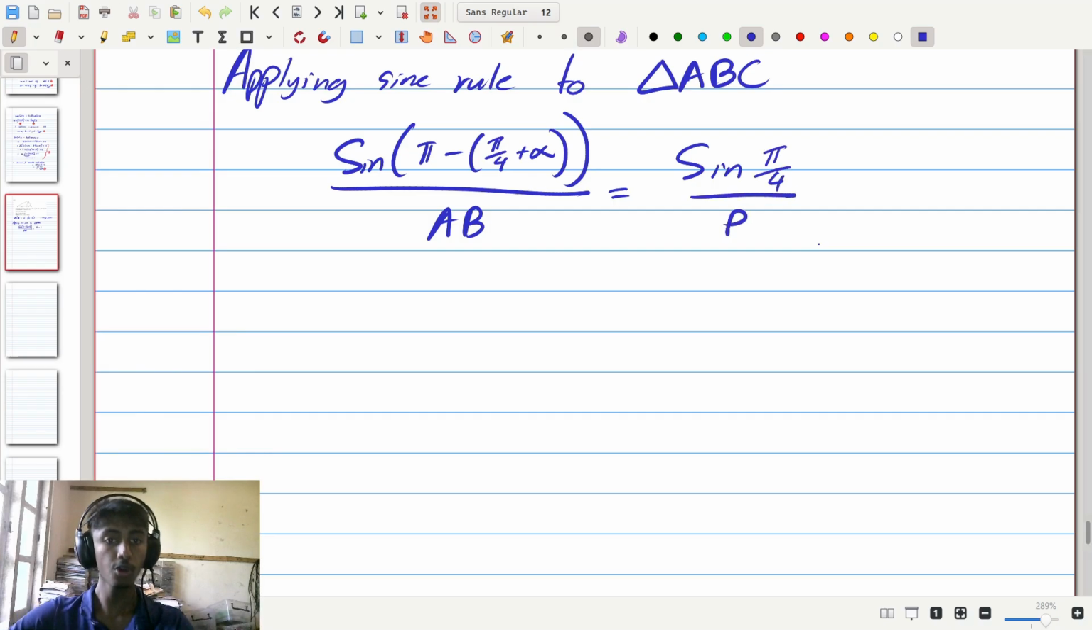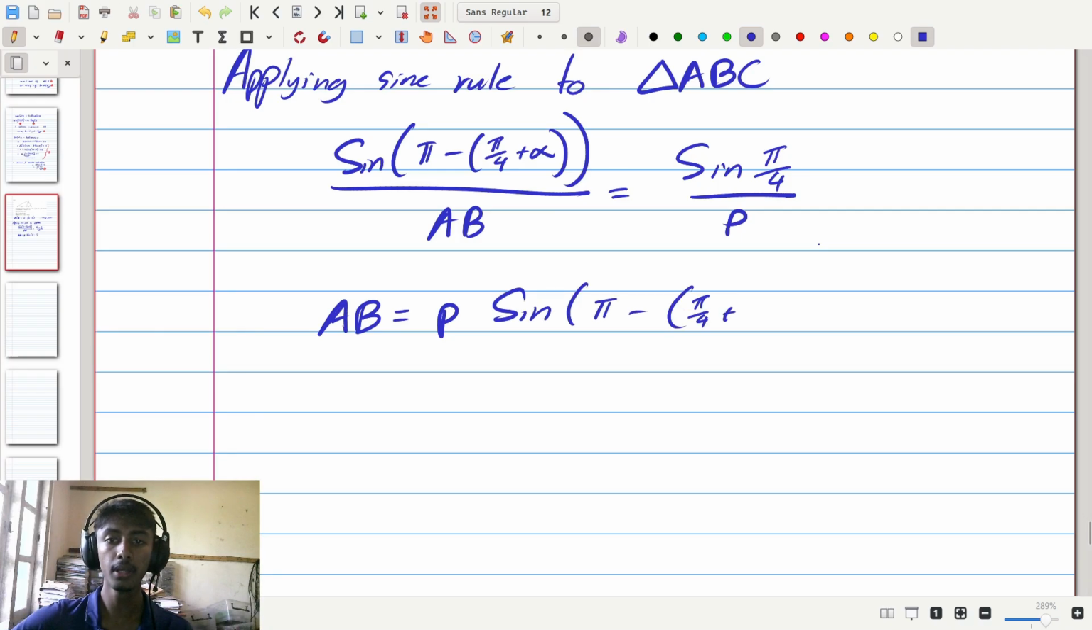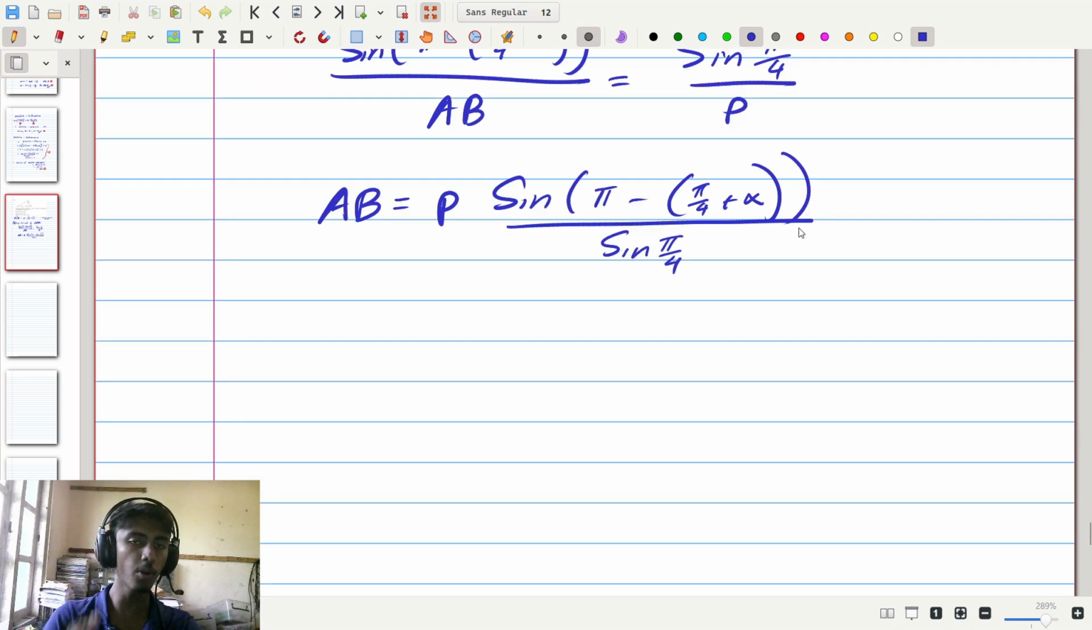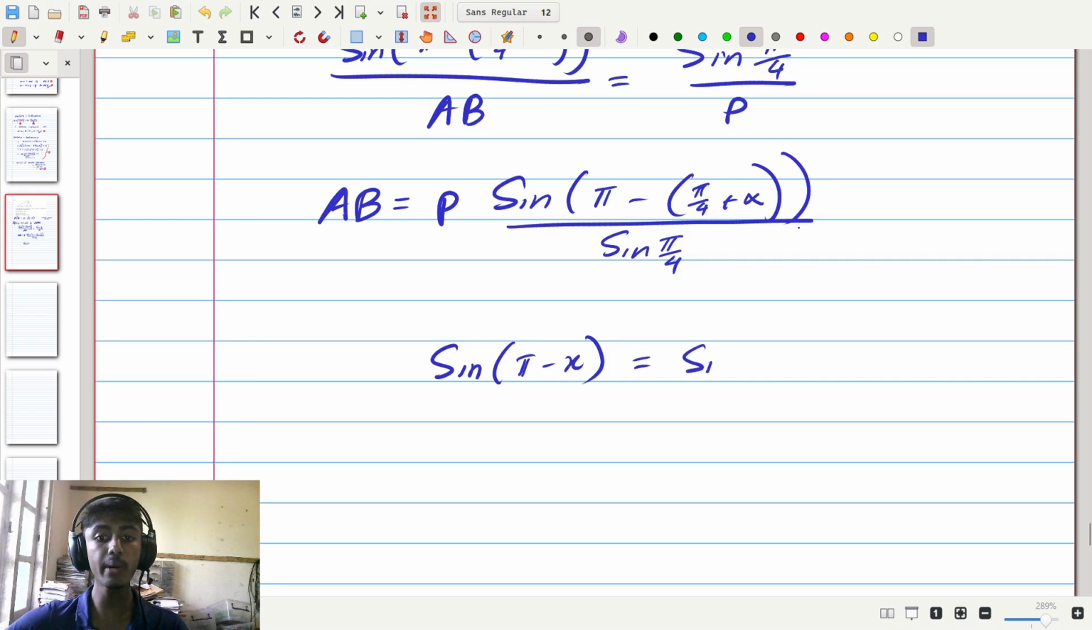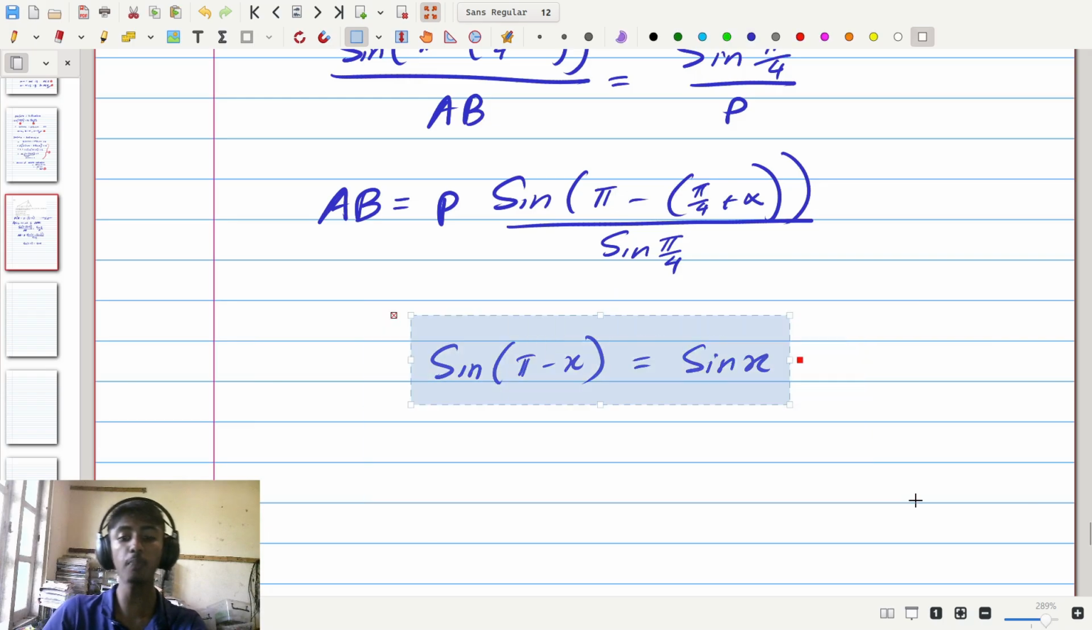Now rearranging this, we can take this AB to this side, take this p upward, and take the sine of pi by 4 downward, and say that AB is equal to p times sine of pi minus (pi by 4 plus alpha) divided by the sine of pi by 4. Now at this point, we are expected to use the identity that whenever you have the sine of pi minus an angle, it is equal to the sine of that angle. So according to that, here we have sine of pi minus (pi by 4 plus alpha).